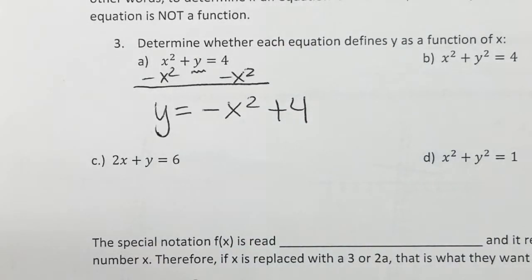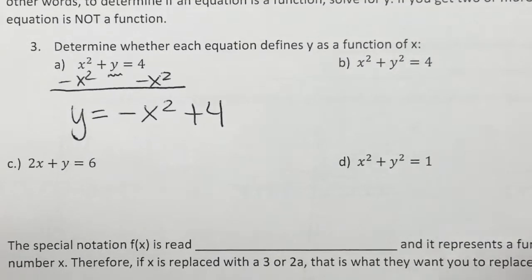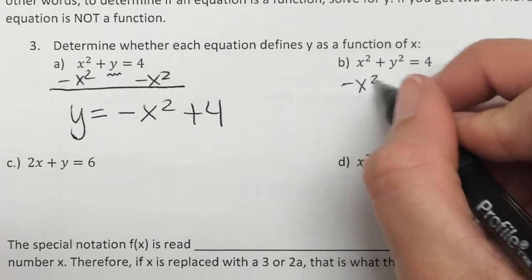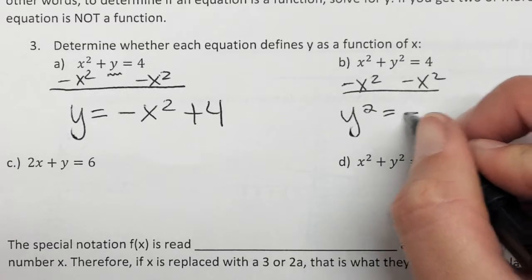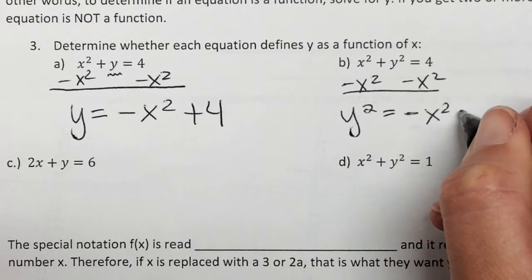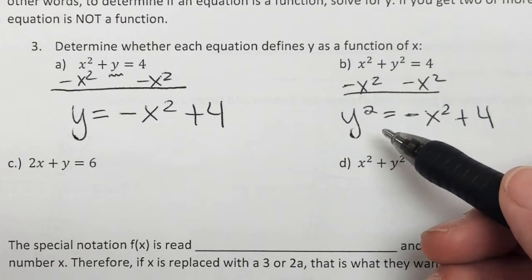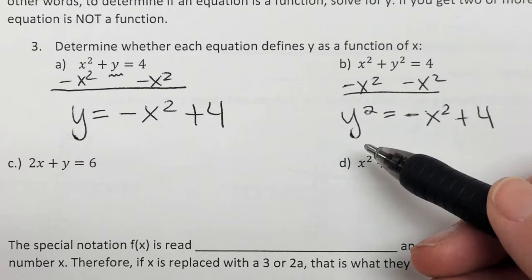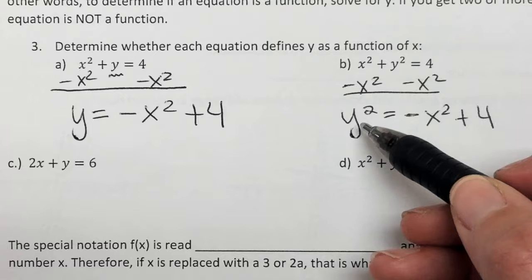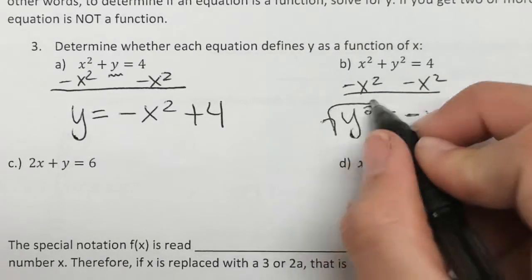Now let's do B and let's see how they compare when we solve for y, okay? Over here, how would I solve for y? Subtract x squared again. So I would get y squared equals what? Plus 4. Have I solved for y here? No. So I need to do what? What's the opposite of squaring something? Square root. That's the opposite.